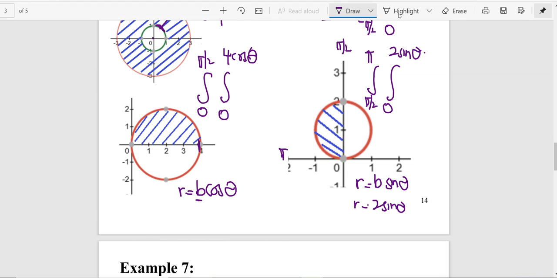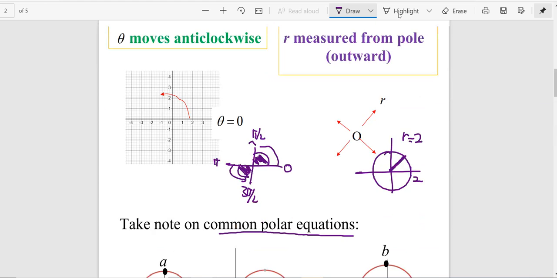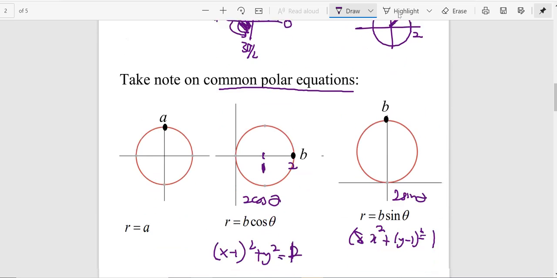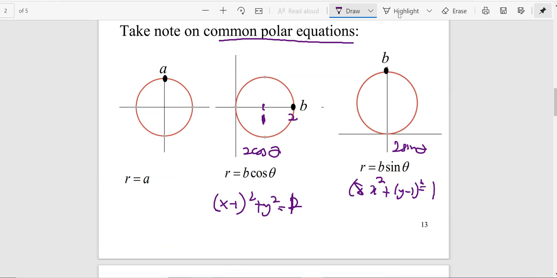Make sure that you know the region first, and after that you identify the limit for theta and also for r. Make sure that you remember these two things: theta should move anti-clockwise, and r is measured from the pole, which is outward. Please also remember these common polar equations so that you don't have to derive them on your own. But actually if you have an equation for that circle, you can also get into this form. I will show this in the examples in the next video.